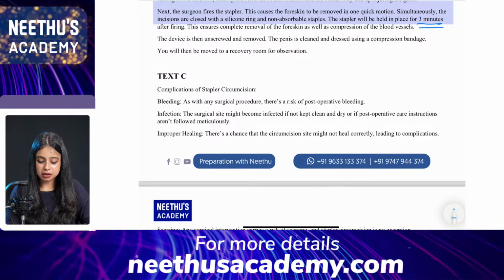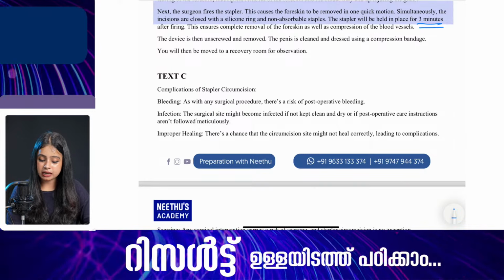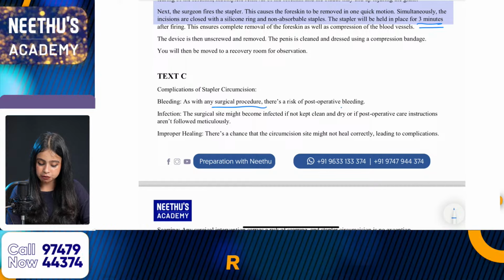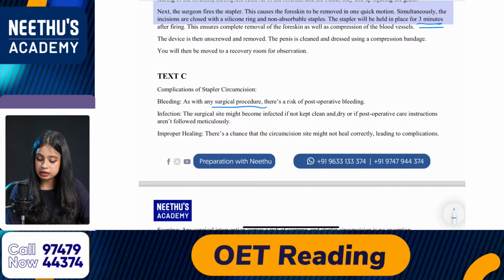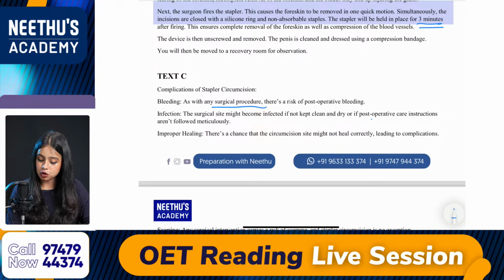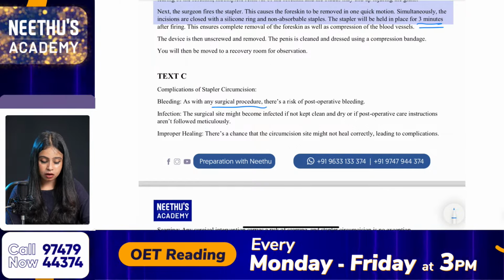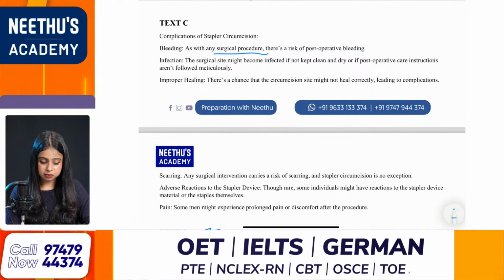Okay, so what is mentioned here in text B? The surgical site or bleeding, as with any surgical procedure, there is a risk of post-operative bleeding. Then infection, the surgical site might become infected if not clean and dry, or if post-operative care instructions are not followed meticulously.